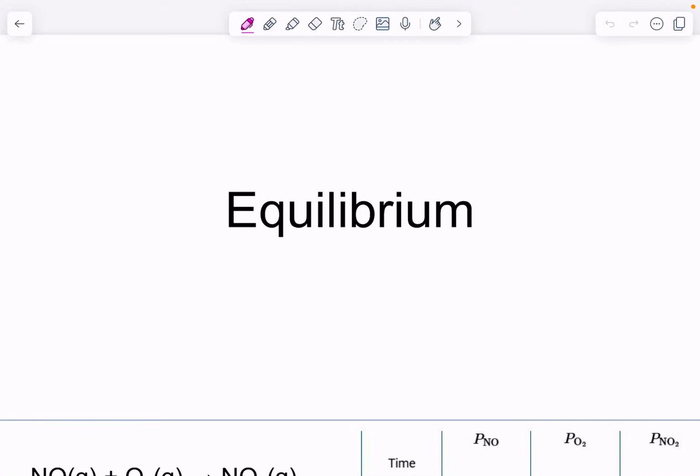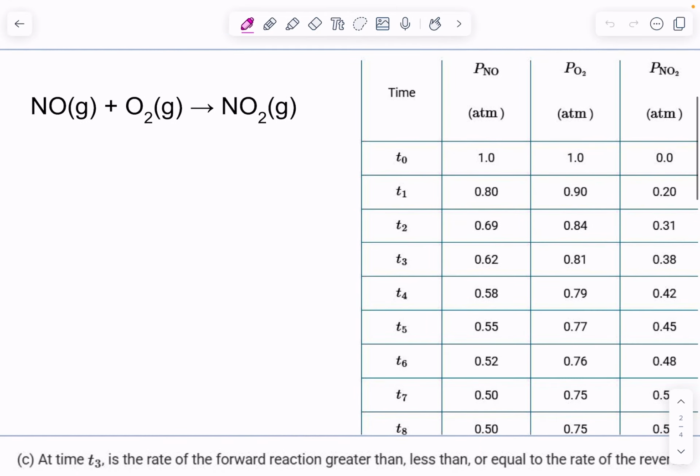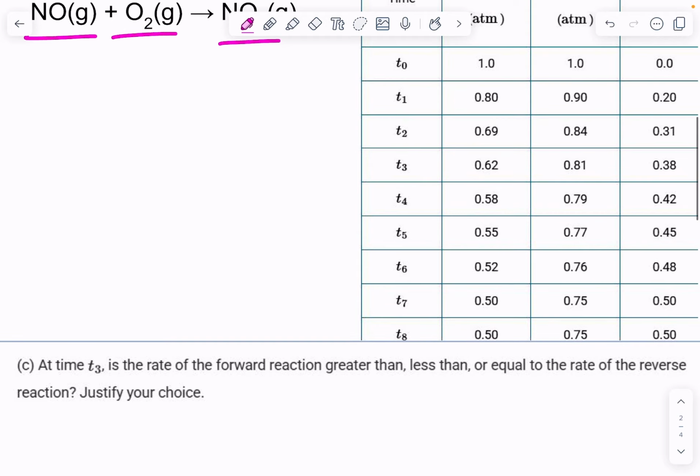Alright guys, in this video we're going to be looking at two short answer equilibrium based questions. In this question we have this reaction. We've got NO gas plus oxygen gas turning into NO2 gas. And we have a data table of different times and pressures of each of these. This question is asking at time t3, is the rate of the forward reaction greater than, less than, or equal to the rate of the reverse reaction?